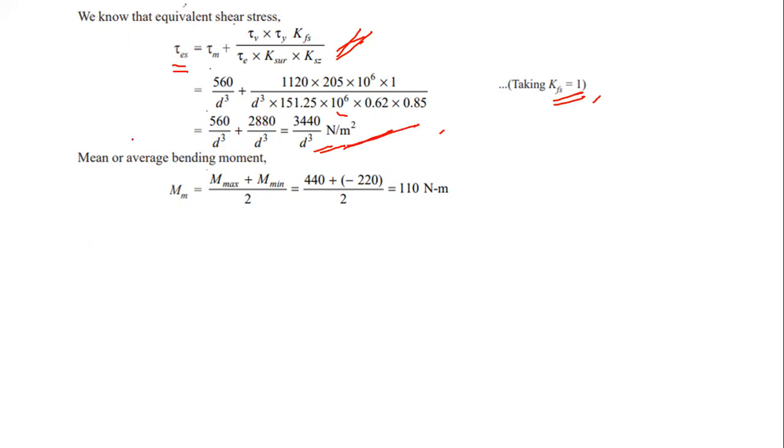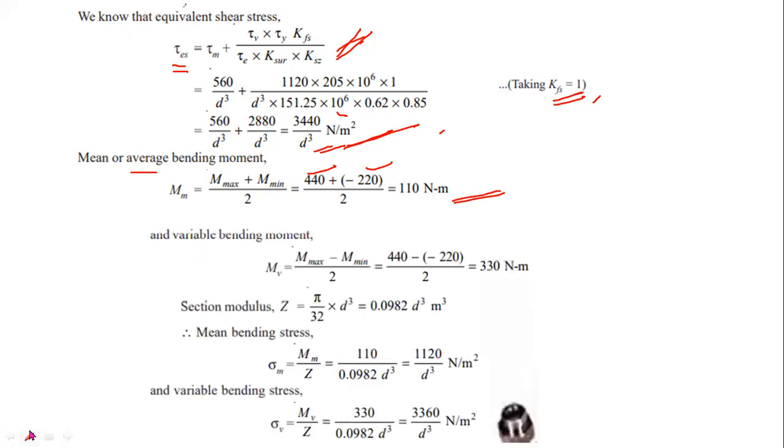Now, from bending moments, the maximum and minimum bending moments are given. Maximum bending moment equal 440 Newton meter, minimum bending moment minus 220. So we have to find the mean and variable bending moments. First we find the mean or average bending moment equal to maximum bending moment plus minimum bending moment by 2. 110 Newton meter is the mean bending moment. In a similar way, variable bending moment equal to maximum bending moment minus minimum bending moment by 2. This is the value: 330 Newton meter is the variable bending moment.